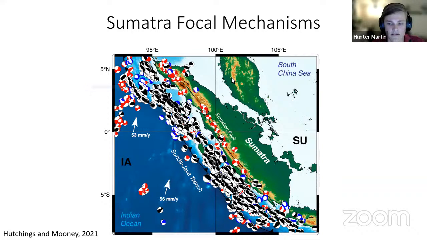Along the subduction zone at Sumatra, we have oblique convergence that's divided between the trench and additionally the Sumatran fault. It's a right lateral strike slip fault. So that convergence is being split between the trench and the fault system.